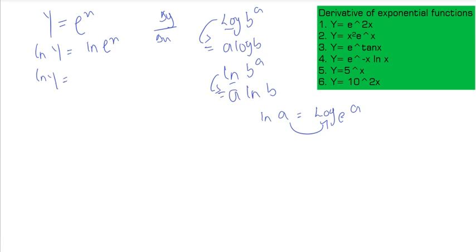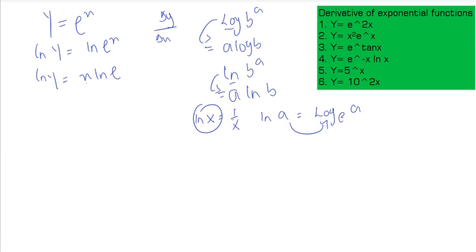ln y will be equal to x ln e. So now x is on its own. What we are going to do now is find the derivative of both sides. Remember I said that whenever you differentiate y, you have to add dy/dx. So we're going to differentiate ln y. Whenever you differentiate ln of a letter, let's say x, it is equal to 1 over x. The derivative of ln x is 1 over x.